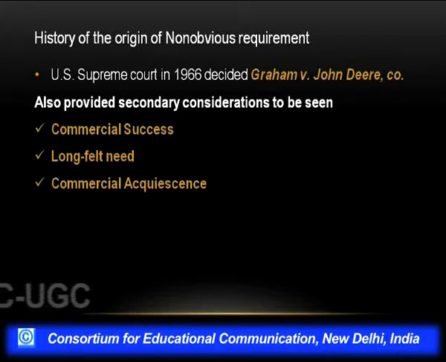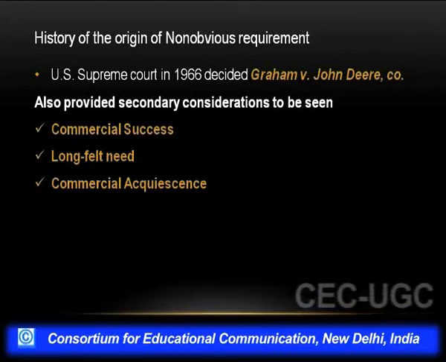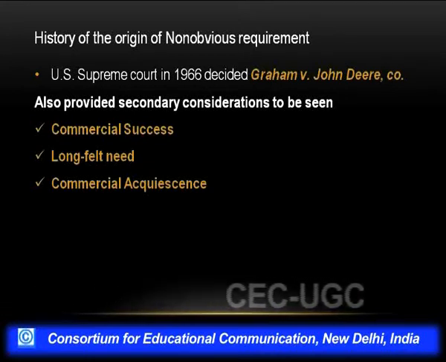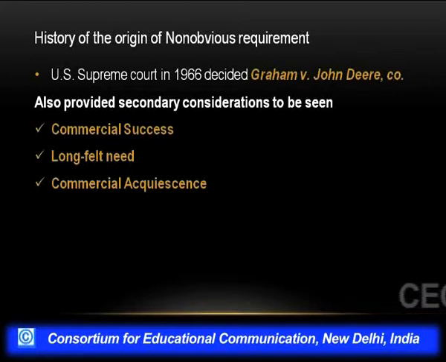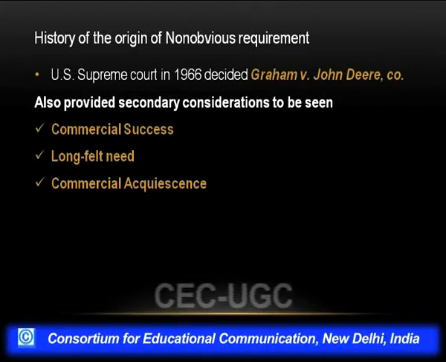When one inventor is creating it, he should be rewarded and incentivized with the patent protection, but that must qualify the requirement of non-obviousness, and long felt need work qualifies the requirement of non-obviousness. Another factor or another consideration, which is a secondary consideration to be seen, commercial acquisitions. If the work created by the person is being transferred by licenses, by assignments, is being taken by the people, or is much sought after work by the people by paying heavy royalties and heavy fees to the inventor, then that work would also be called a non-obvious work.